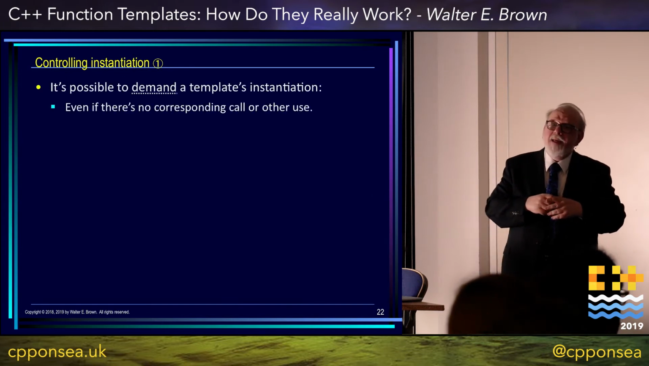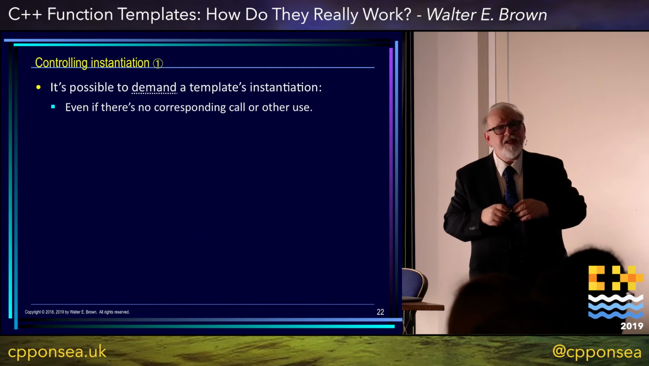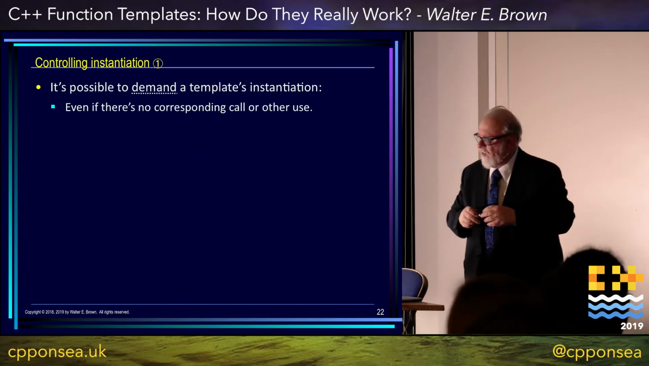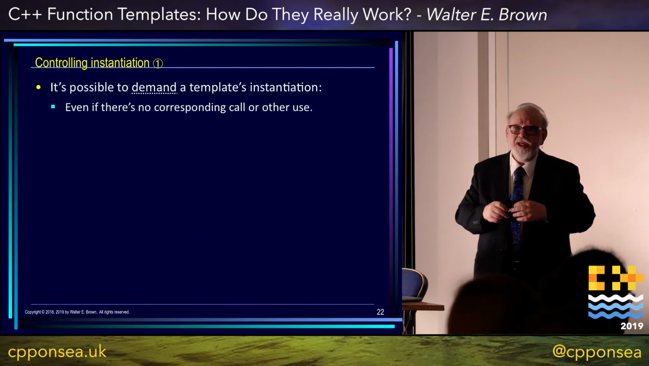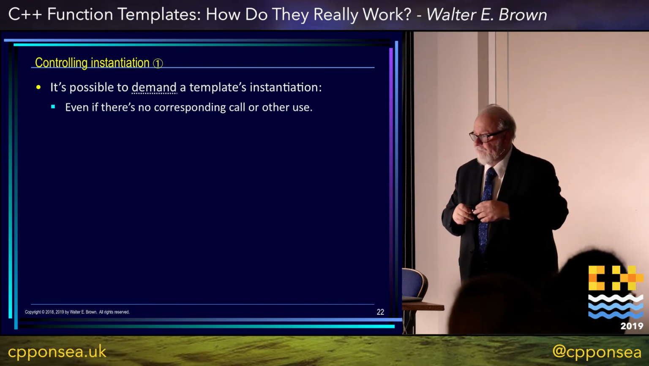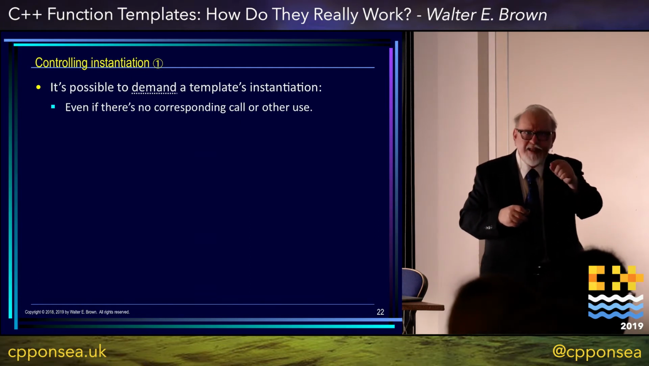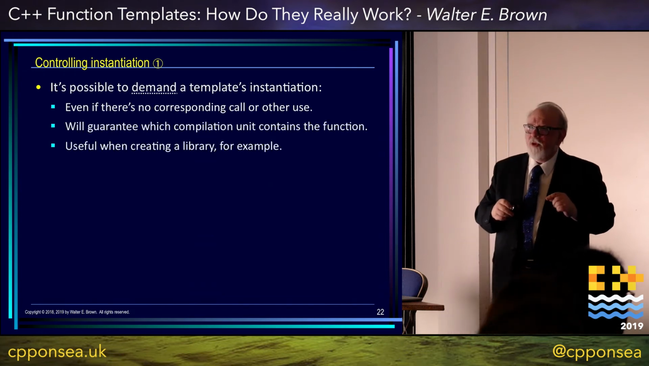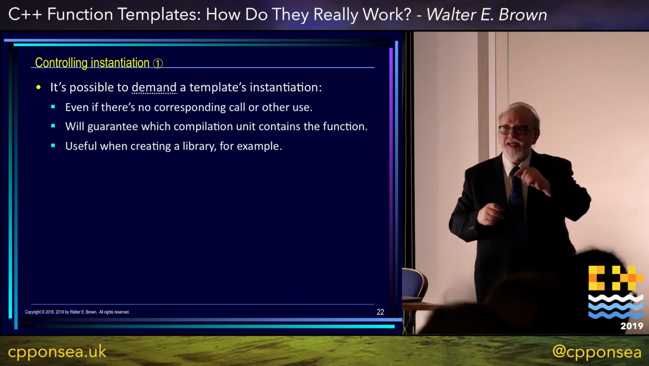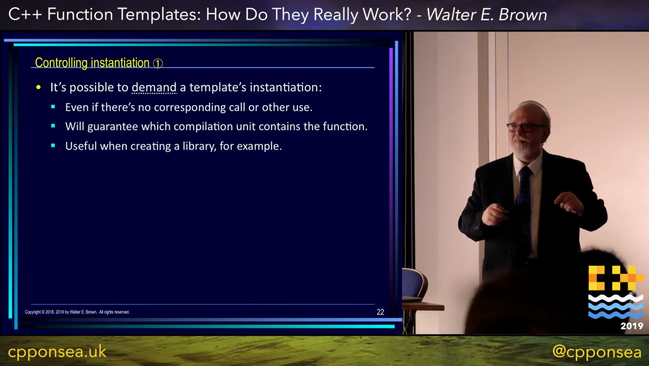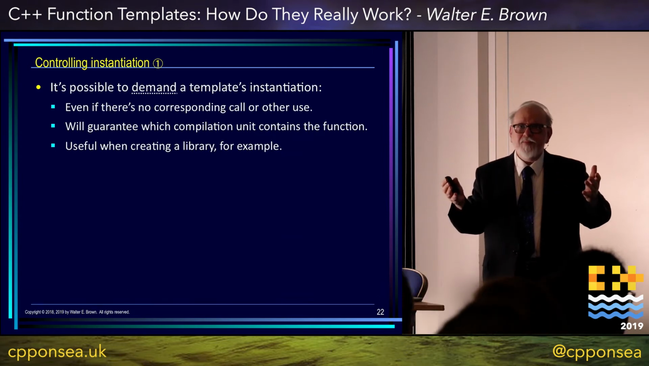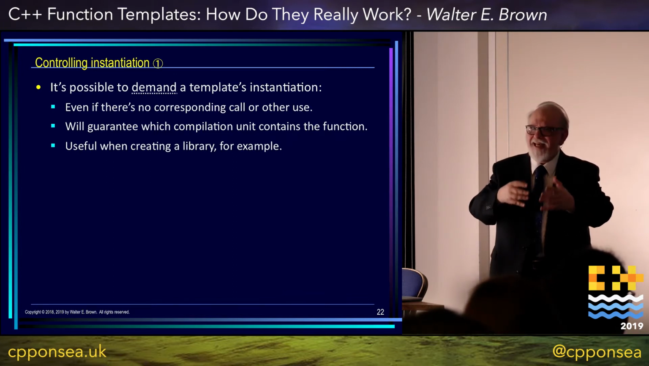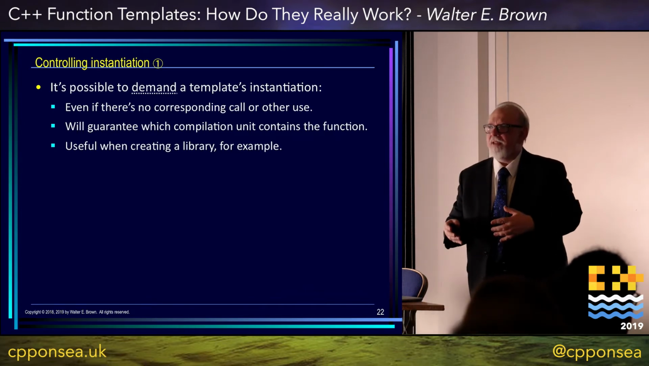All right? Now, it is possible to exercise some control over instantiation. This is not a common thing to do, but it is possible. You can force, I say demand, a template's instantiation for a particular argument. Even if you don't have a call, you can say, I need this instantiated here, now, in this compilation unit. The point, of course, is that this is how you can guarantee that the instantiation is part of a particular compilation unit, as opposed to leaving it up to the compiler. Okay? And this turns out to be useful, for example, if you're going to create a library and you want selected instantiations to be part of that library.